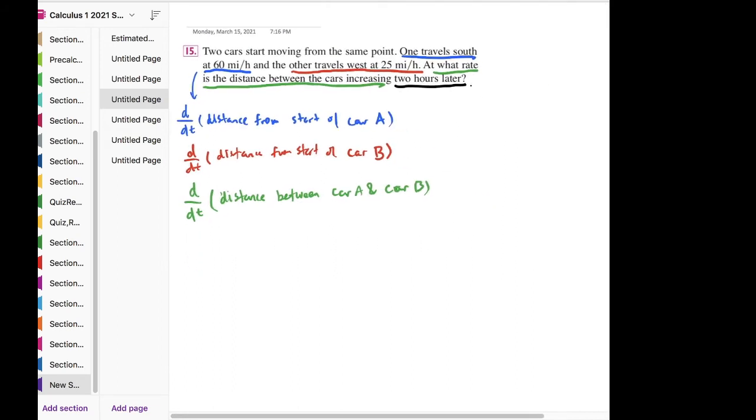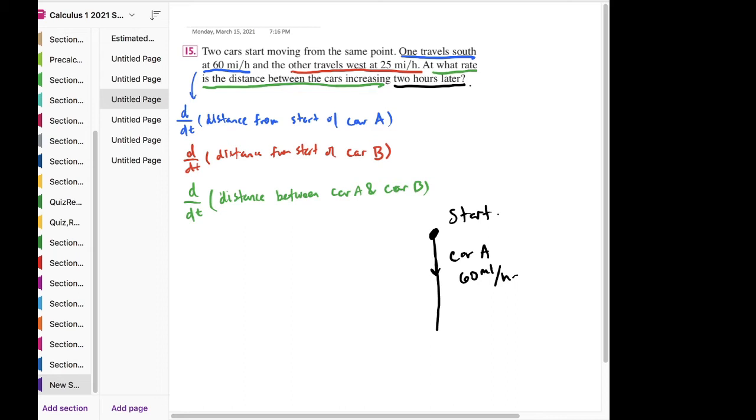Okay, so let's draw the picture. This is the start, and then car A travels at 60 miles per hour. Let's say they stop here at 2 hours later. Car B is traveling west at 25 miles per hour. And then let's say it stops here 2 hours later.